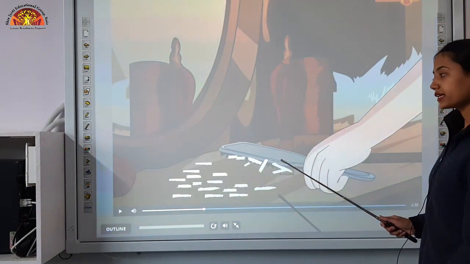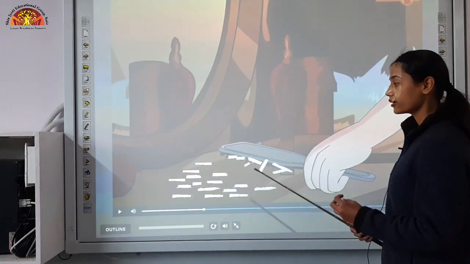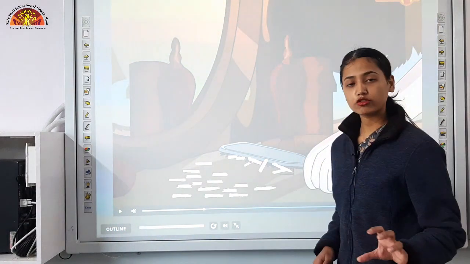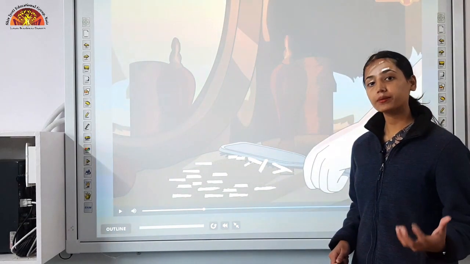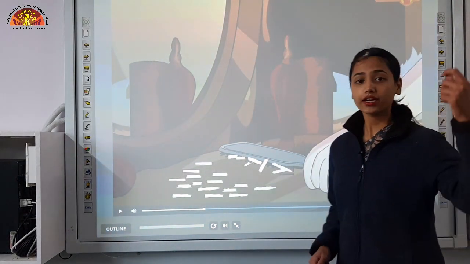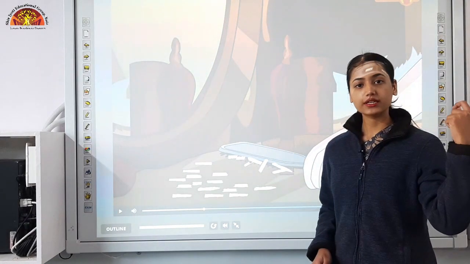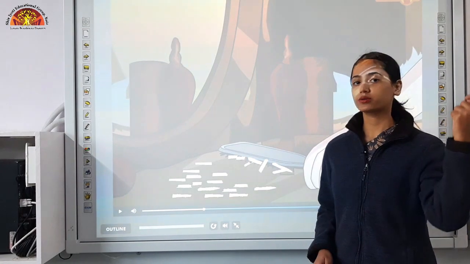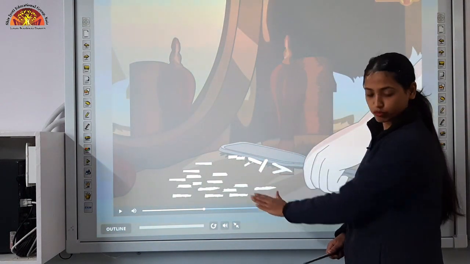This is a very common example. If you use a plastic comb for combing your hair and then bring that comb near a piece of paper, the comb will attract those pieces of paper. Why? Because when we are combing our hair, the plastic comb is getting charged by friction, by rubbing, and that is why the comb is able to attract the pieces of paper.